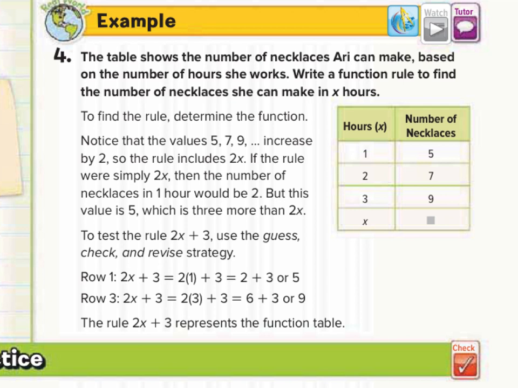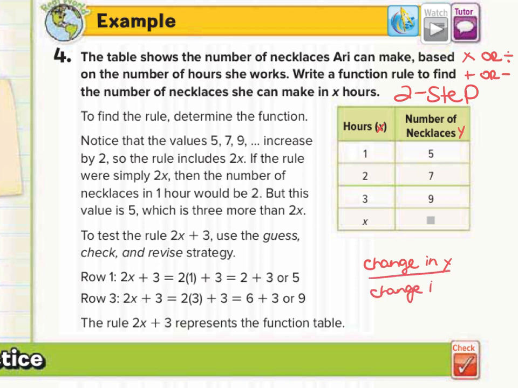So notice how no operation is working for this function rule. When that happens, you're going to have a two-step function rule. Remember that two-step equations have multiplication or division and addition or subtraction. So to find the first operation of the function rule, you need to find the change in the y values. Remember, the outputs are y and the inputs are x, and divide it by the change in the x values.